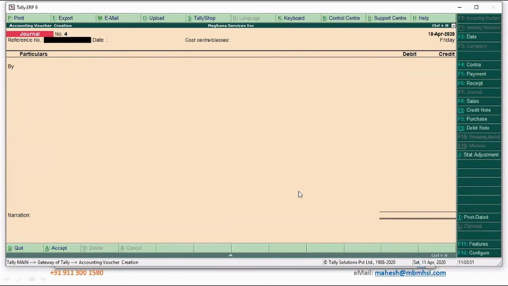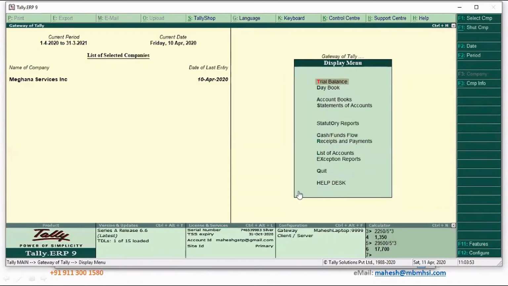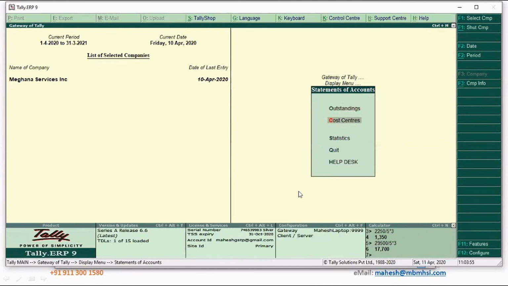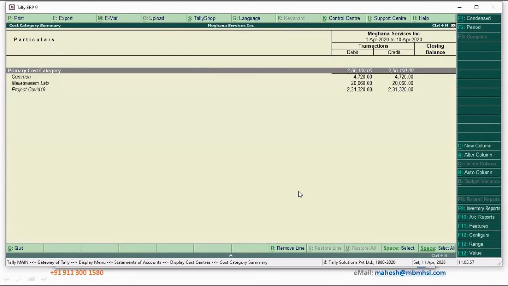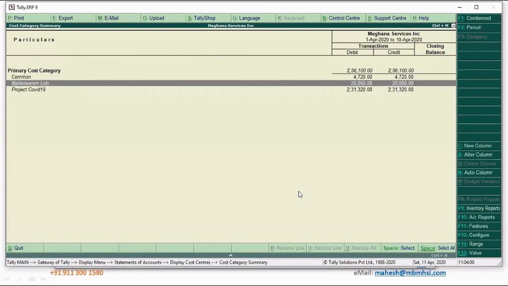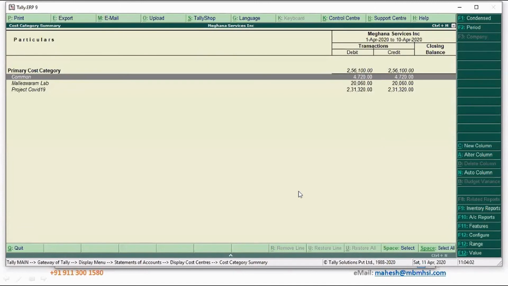Advertising bill accounted. Now you look at your cost center reports. So it has automatically allocated based on whatever amount you have specified. In this case, where you have told it as manual, you need to update the numbers manually. Hope this is clear.